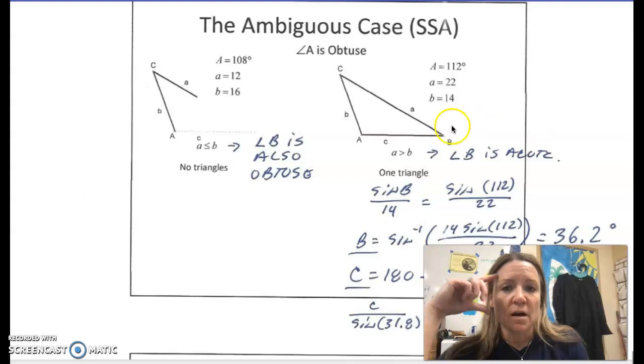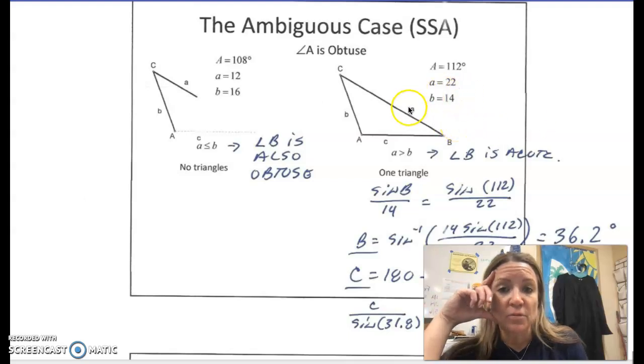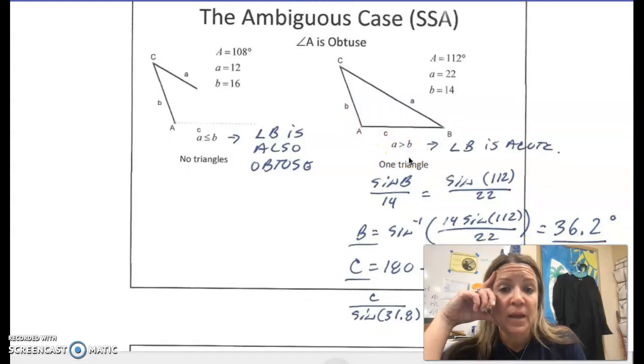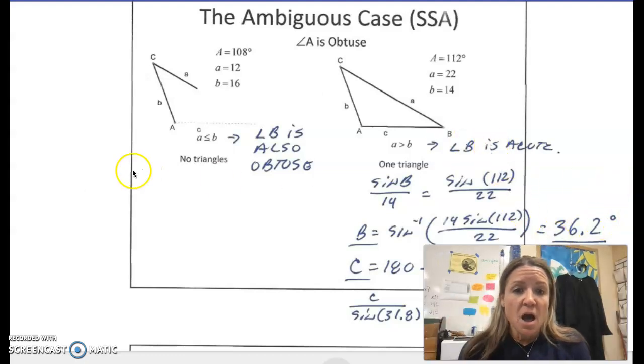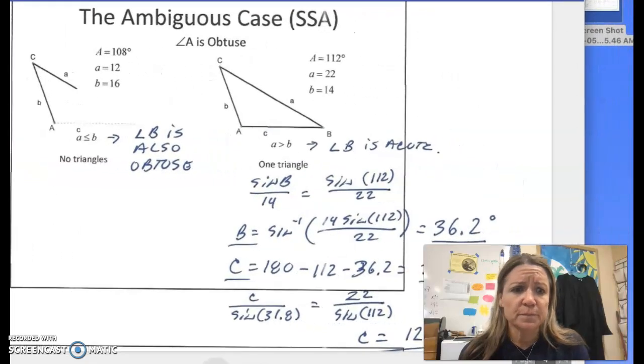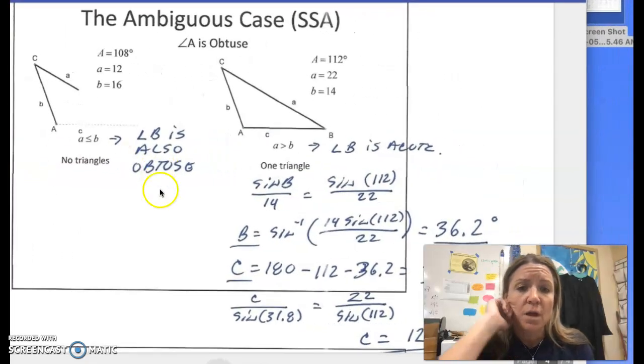This example on the right, angle A is 112 degrees, side A is 22, side B over here is 14. In this case, A is greater than B. That means angle B is going to be acute.